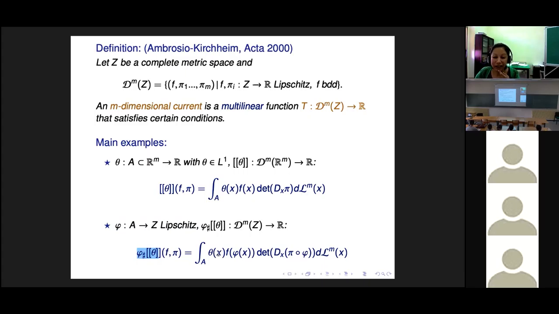Maybe I need a phi here or a phi here. Okay, but you have the weight function. Ah, no, this is defined. So you have your weight function and then you multiply by f. Then what you are going to do is compose pi with phi and again take the derivative and calculate the determinant. Probably I'm missing a phi here. Anyway, these are the main examples of our currents.